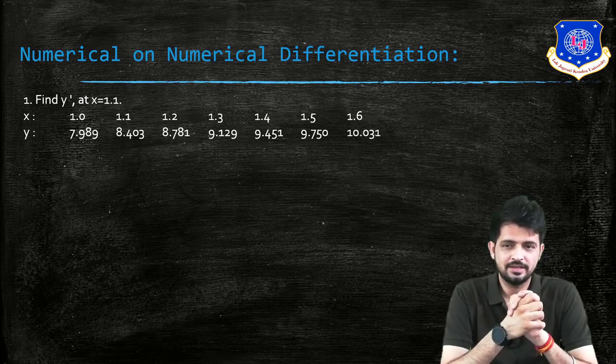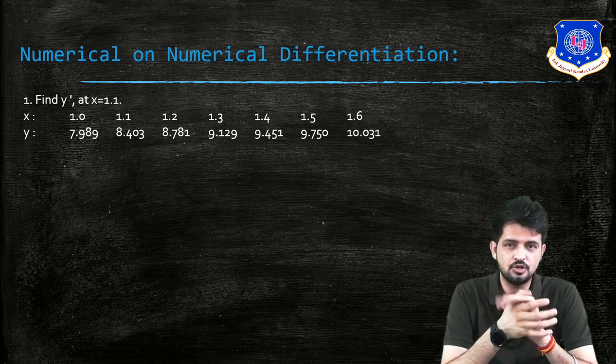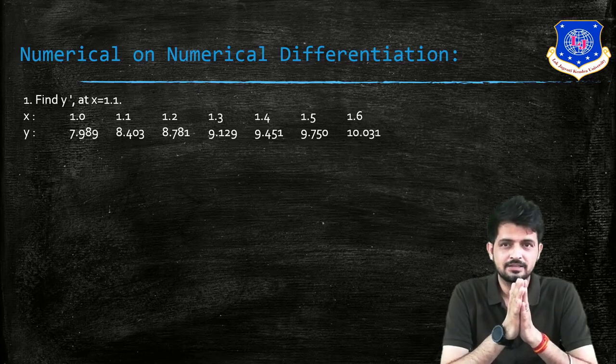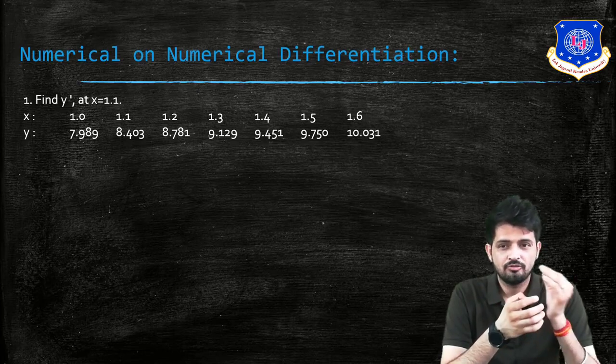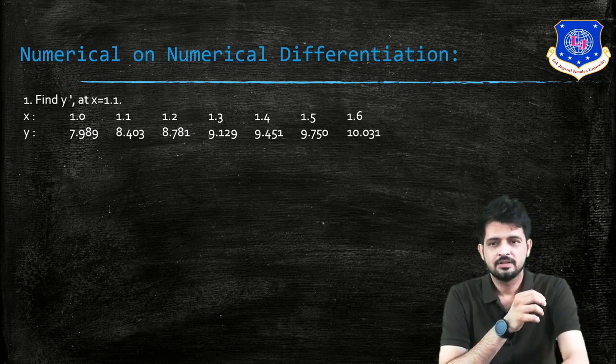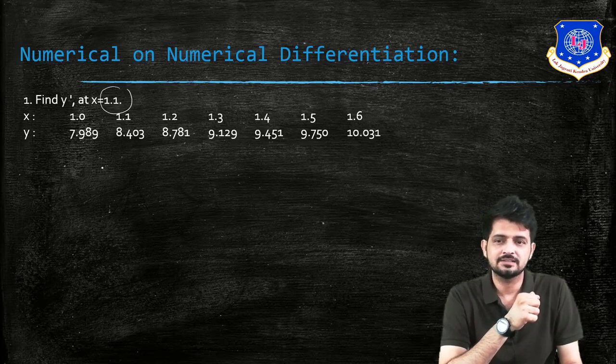You can see here the difference in the values of x is 0.1. So the value of h is 0.1 and that is fixed. So we can apply Newton's forward or backward. Now, forward or backward, again that is a question mark. What is the value of x here? The value of x is 1.1. It is near the starting value. So we have to apply Newton's forward interpolation formula.